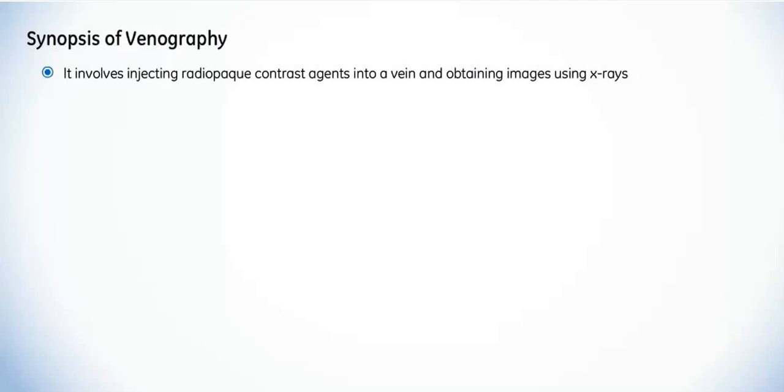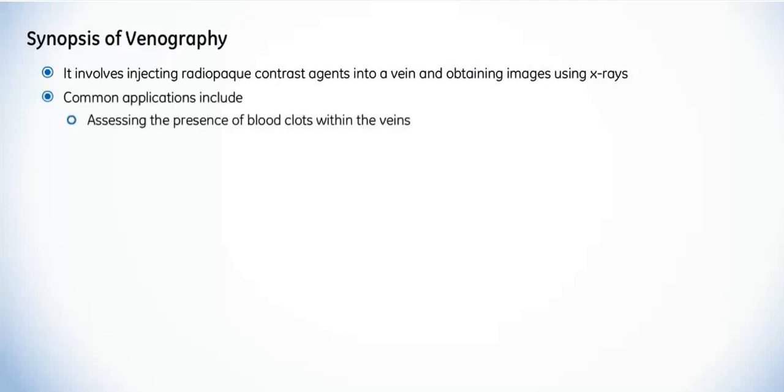Now, let's discuss venography. In principle, venography is quite similar to arteriography. Venography is a technique of visualizing the veins within the body. This may involve the administration of a radiopaque dye into a vein and obtaining the images using X-rays. Venography provides exclusive details of the venous system in the body.